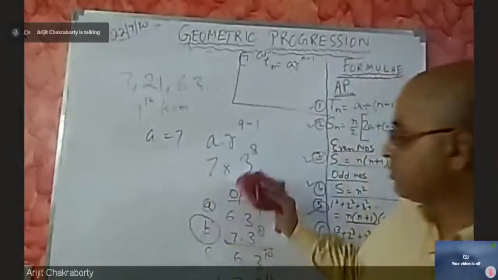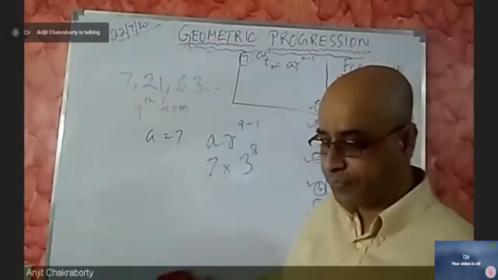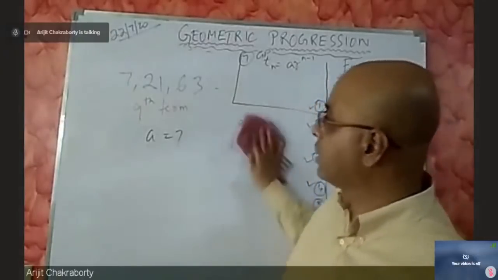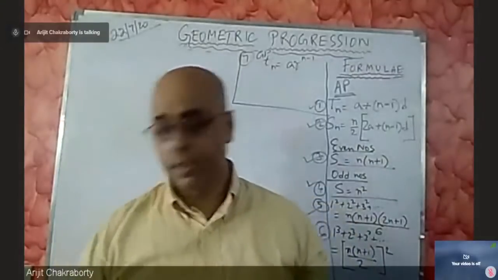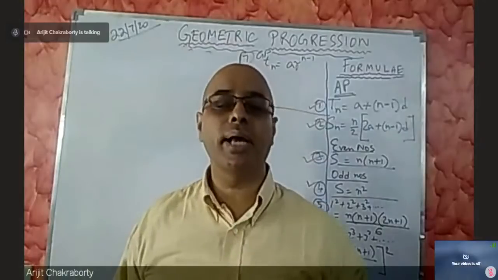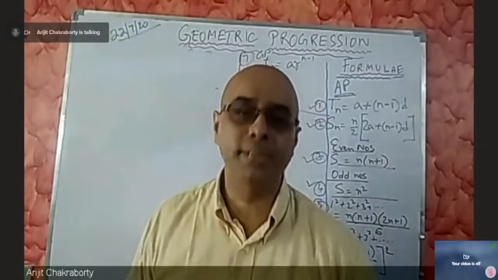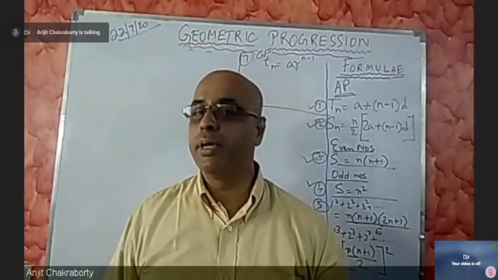Okay, so I'm just rubbing this part. So this is the answer, 7 into 3 to the power 8. Right. I go to the next one, and I hope you can see that this is not such a difficult chapter, and I'm sure you are happy because this is a scoring chapter. Right? AP and GP will be a scoring chapter.